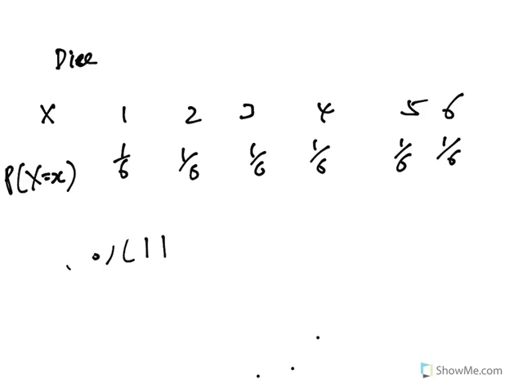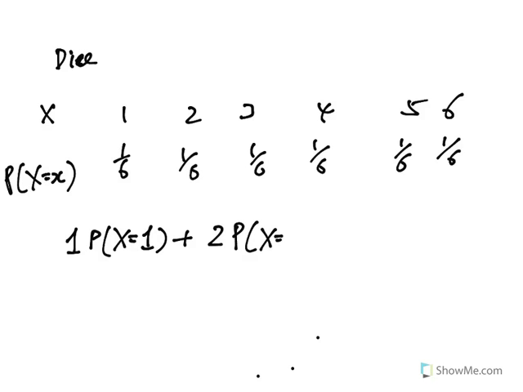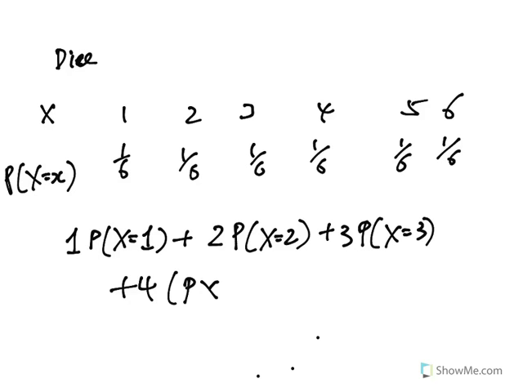So it's like 1 multiplied by the probability that X equals 1, plus 2 multiplied by the probability that X equals 2, plus 3 multiplied by the probability that X equals 3, plus 4 multiplied by the probability that X equals 4. Correct?